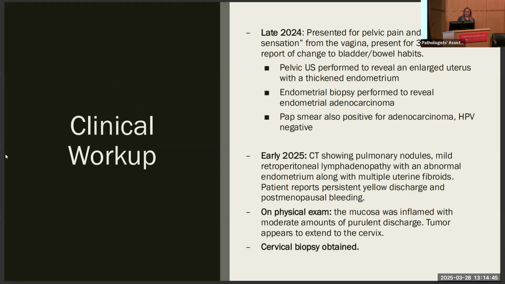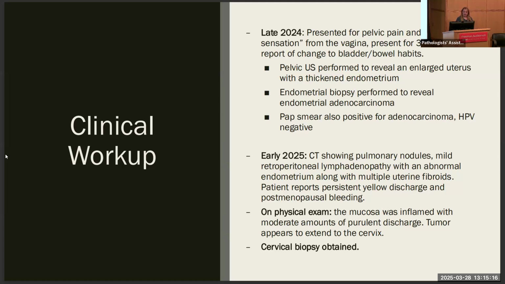She presented in late 2024 for pelvic pain and a bulging sensation from the vagina for 3 weeks. She did not report any change in bladder or bowel habits. They did a pelvic ultrasound, and it revealed an enlarged uterus with a thickened endometrium. They went ahead and biopsied the endometrium, and it revealed endometrial adenocarcinoma. They also performed a pap smear, and it was positive for adenocarcinoma and HPV negative.